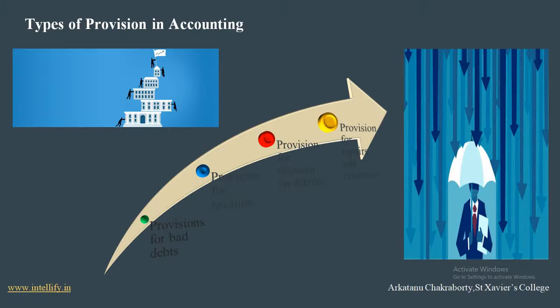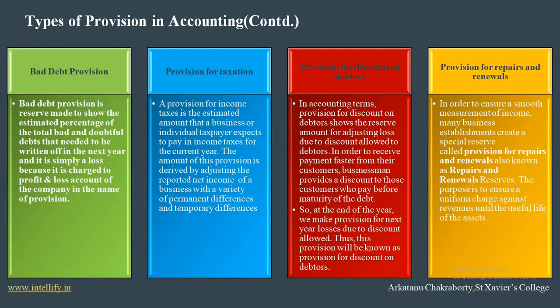Now, in this slide, I will explain the types of provision in accounting. The types of provision in accounting are provision for bad debts, provision for taxation, provision for discount on debtors, provision for repairs and renewals. Now, in this slide, I will explain the types of provision in accounting in detail.